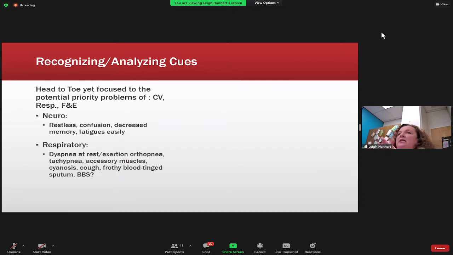So we see, they're very short of breath. They can be short of breath at rest, okay, or exertion. And which one do you think is worse? At rest, right? I mean, if they're not doing anything and they're still short of breath, we know that that's pretty severe. They may be tachypneic. They may have an increased respiratory rate using all those accessory muscles. They may have that frothy blood-tinged sputum. And is that a concern? Yes.